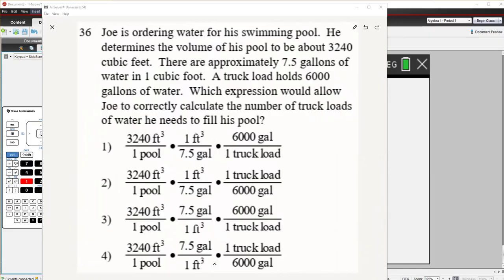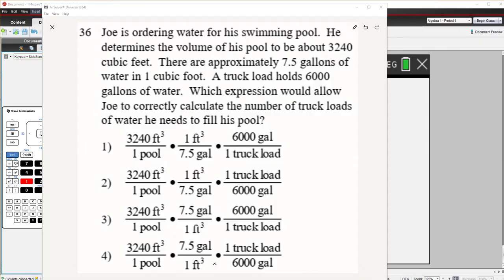He determines that the volume of his pool is about 3,240 cubic feet of water. And he says there are approximately 7.5 gallons of water in 1 cubic foot. A truckload holds 6,000 gallons of water. So which one of the expressions below would Joe use to correctly calculate the number of truckloads of water that he needs to fill his pool?